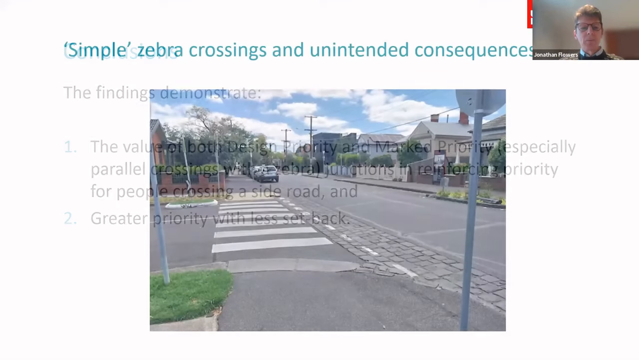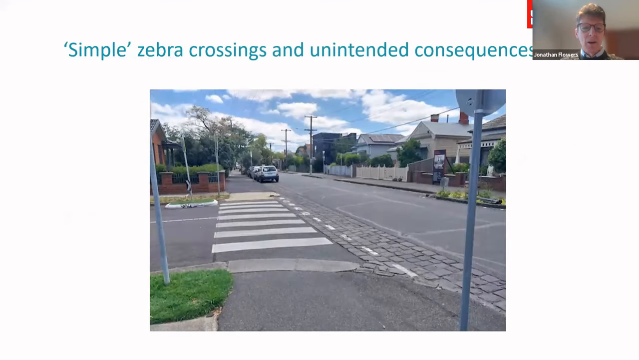Now, before I conclude, I just want to do one sort of postscript. On the last slide here, you can see a simple zebra, and this is in Melbourne in Australia. And in this city, they've been installing simple zebras like those you can see here at prioritised locations across the city to encourage or to enable walking and to improve safety.